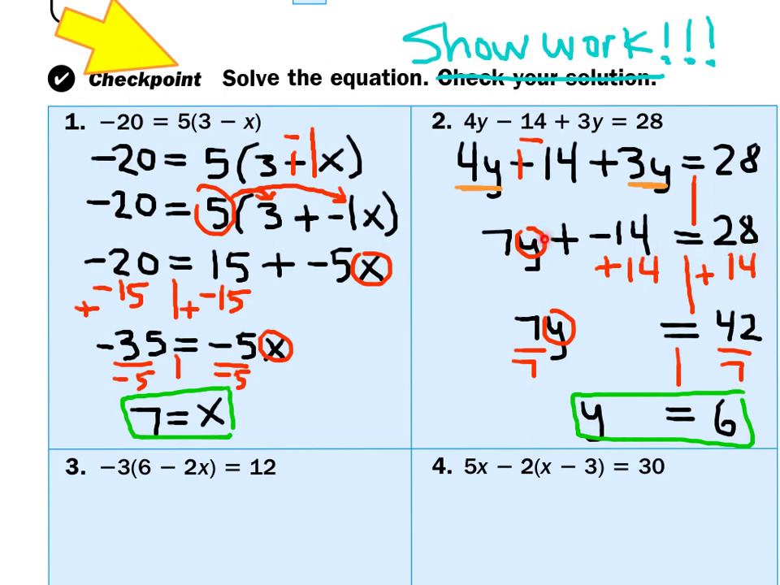So circle the variable with your red, bring down the wall, and now look at that negative 14 that's being added.